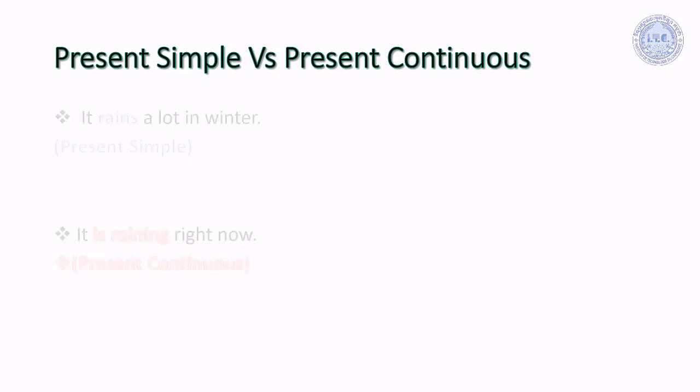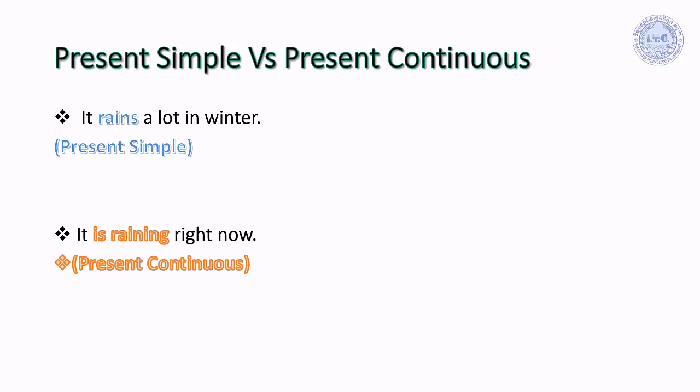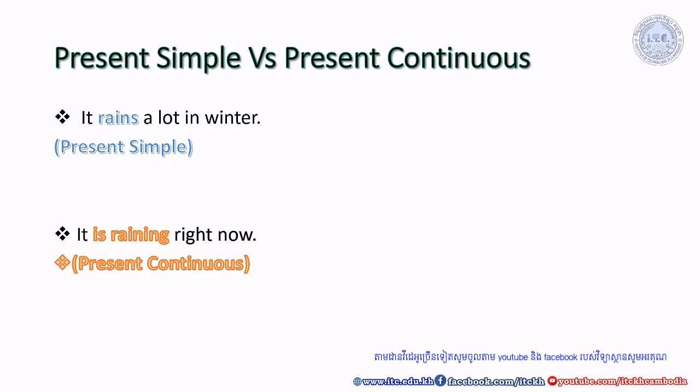Another example. It rains a lot in winter, which is used in present simple. It is raining right now, which is used in present continuous. So when I say it rains a lot in winter, I use present simple because it is a fact. It is generally true. And it is raining right now is used in present continuous because this is happening right now. It is in progress. It will not continue forever. It is temporary. Tomorrow it might be sunny.